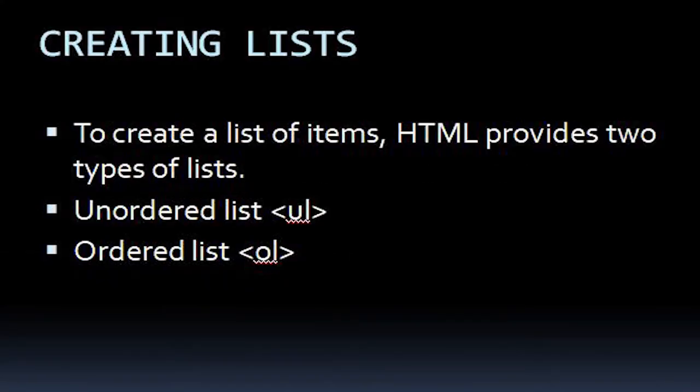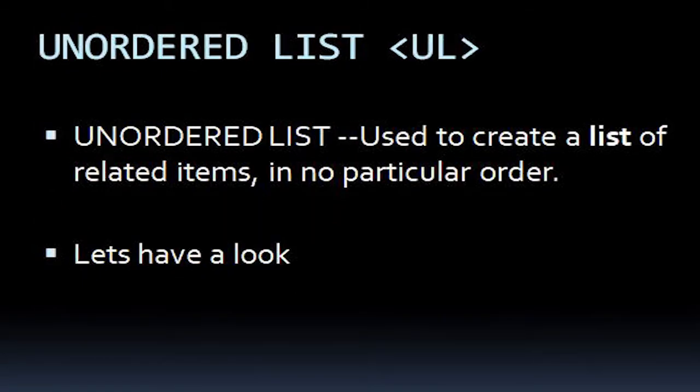Creating lists. To create a list of items, HTML provides two types of lists. One is unordered list, second one is ordered list. First one, unordered list.